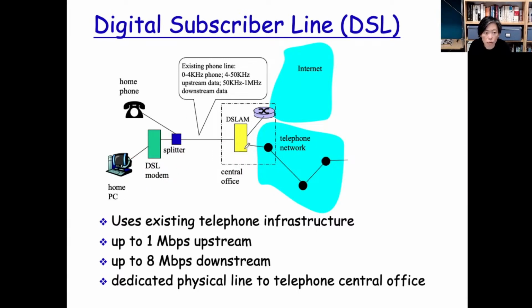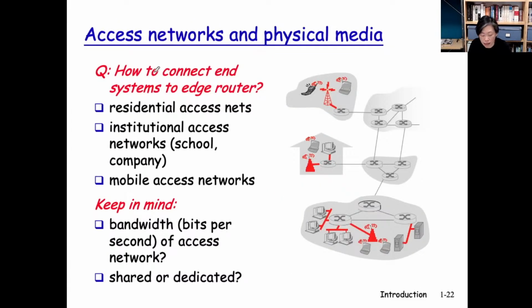Now, if you think a little bit more about the yellow box, what it does is essentially what the blue and the green boxes are doing combined: modulating and demodulating, multiplexing and demultiplexing. What is a little bit tricky is how we do the modulation and the multiplexing so that the voice and the digital data will not interfere with each other.